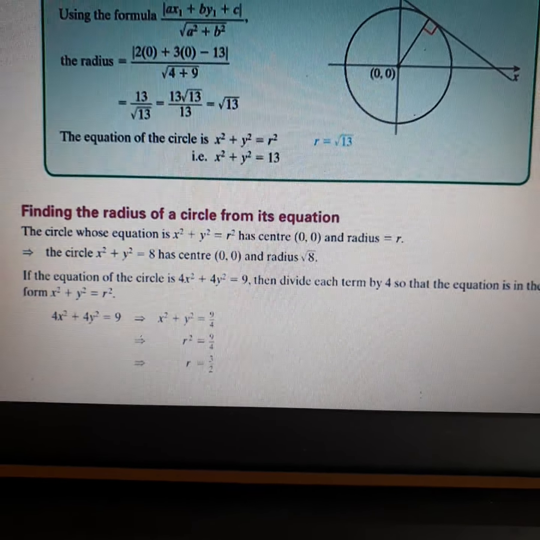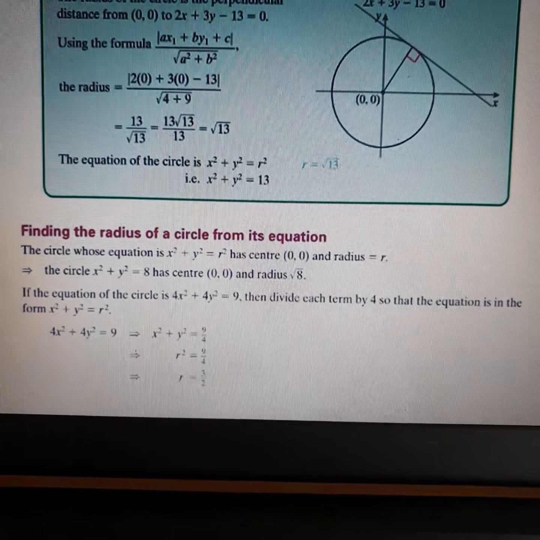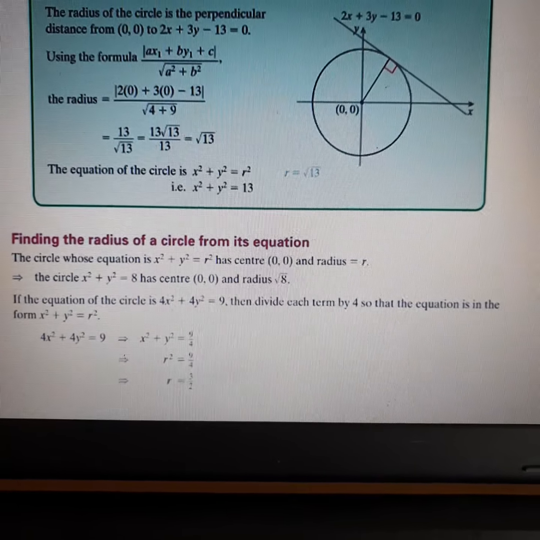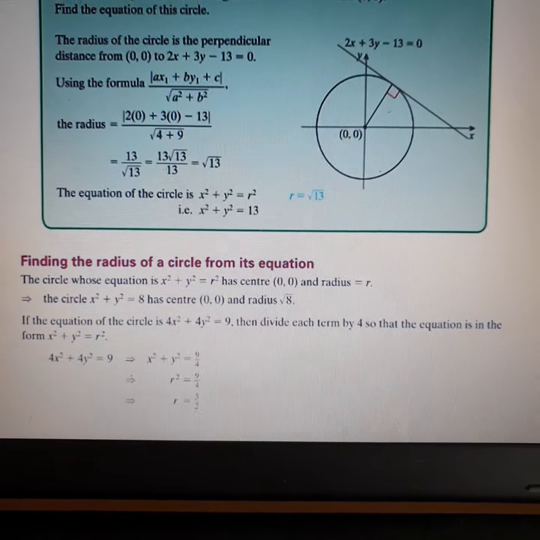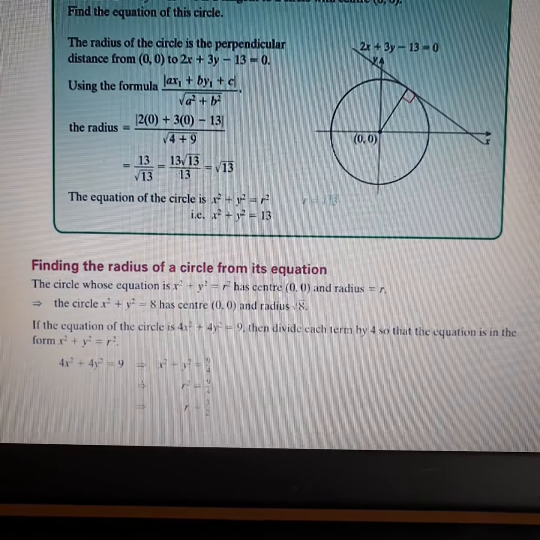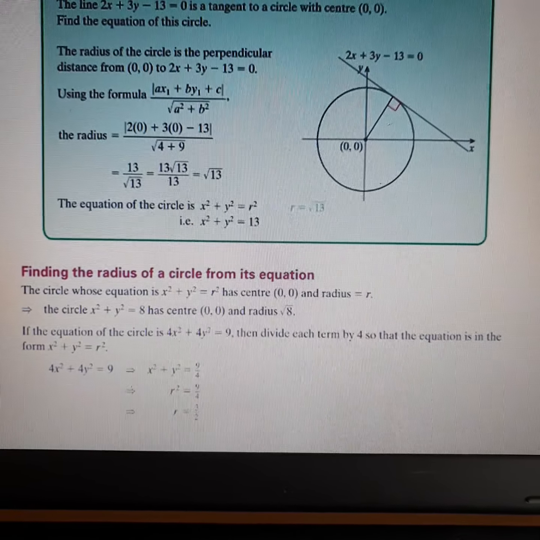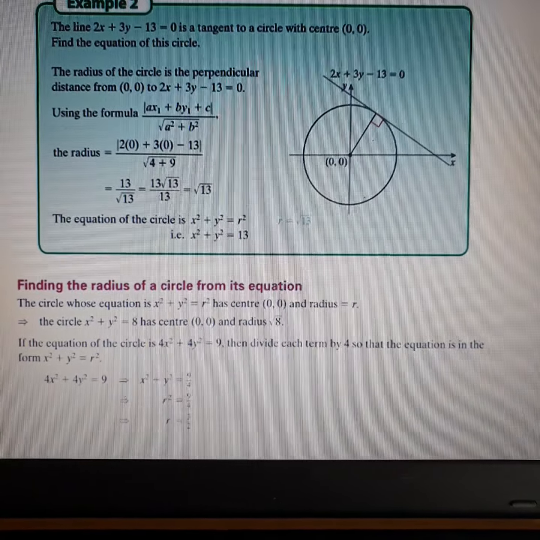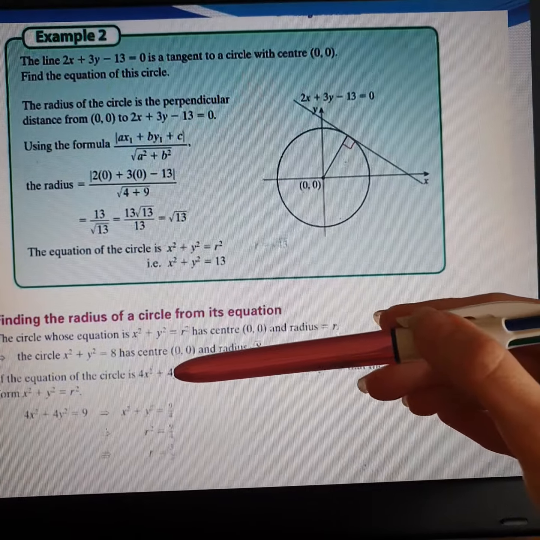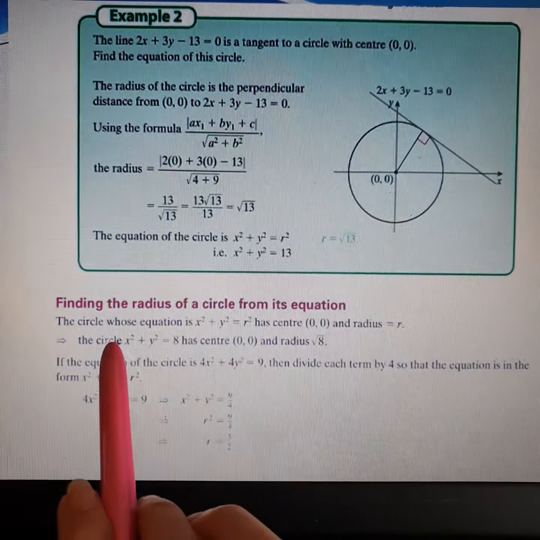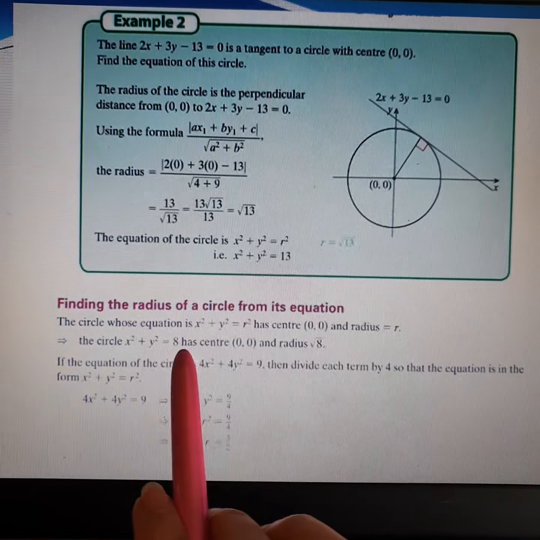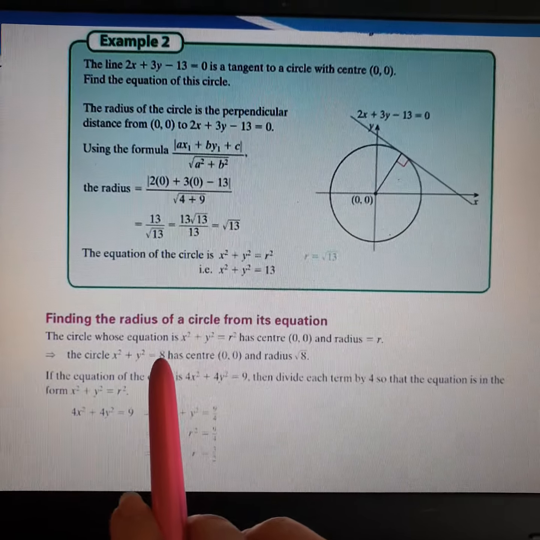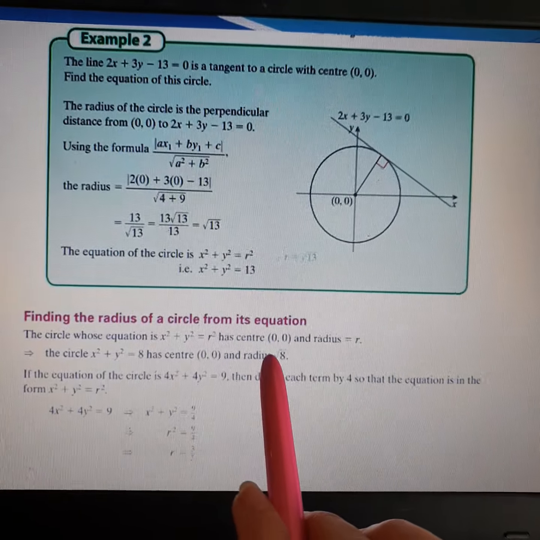Finding the radius of a circle from its equation, okay? So the circle whose equation is x squared plus y squared is equal to r squared will always have centre 0, 0 and radius r. So say the circle x squared plus y squared is equal to 8 has centre 0, 0 and radius square root 8, okay? How did we get square root 8? We literally put x squared plus y squared is equal to r squared underneath this. If it asked you for the radius, you'd say r squared is equal to 8, so r is equal to the square root of 8.